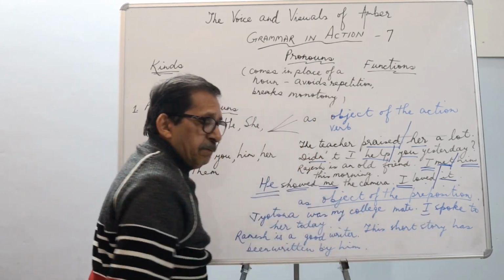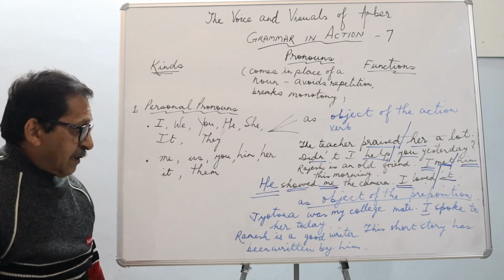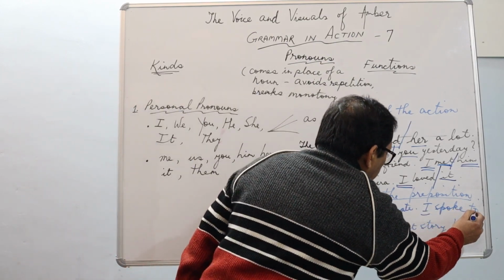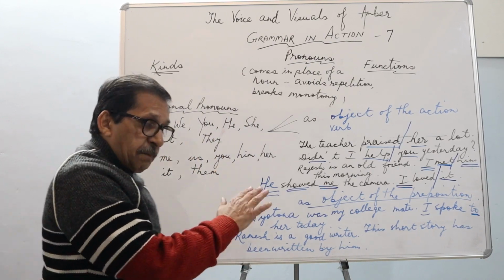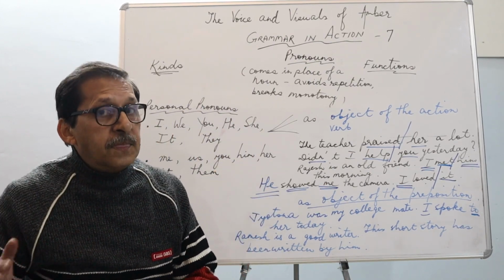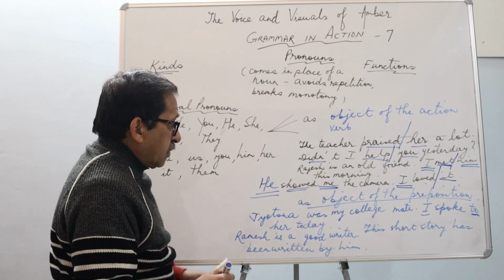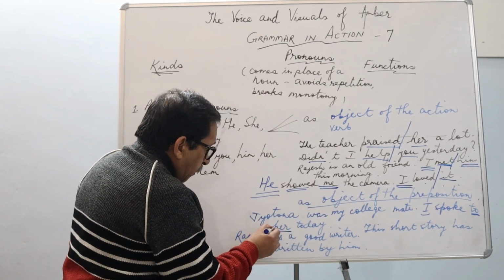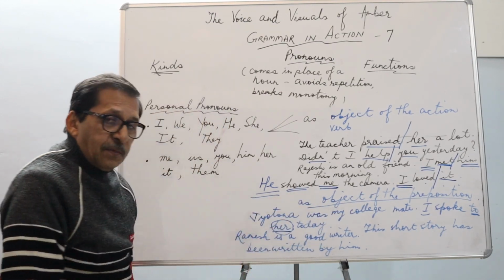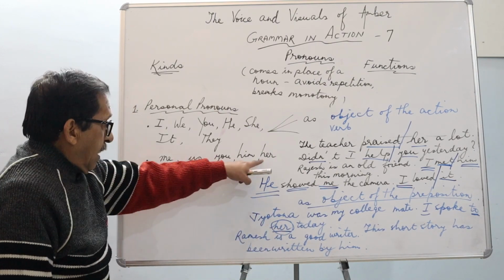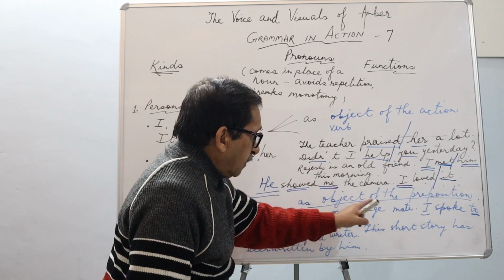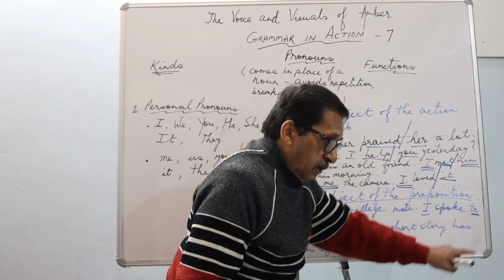I, the personal pronoun acting as the subject of the sentence, and I spoke to. So to is the preposition, and a preposition is always followed by a noun or a pronoun. So I spoke to whom? I spoke to her. So her, therefore, is the personal pronoun acting as the object of the preposition to.